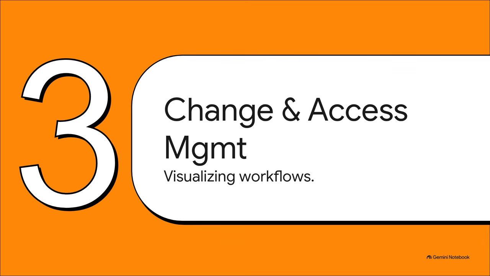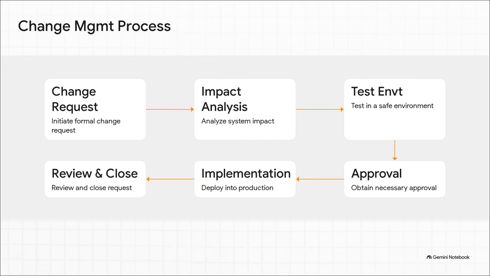Let's look at these strict step-by-step IT operations. Under 8, Example Change Management Process, we have 6 exact steps: change request, impact analysis, test environment, approval, implementation and production, review and closure.